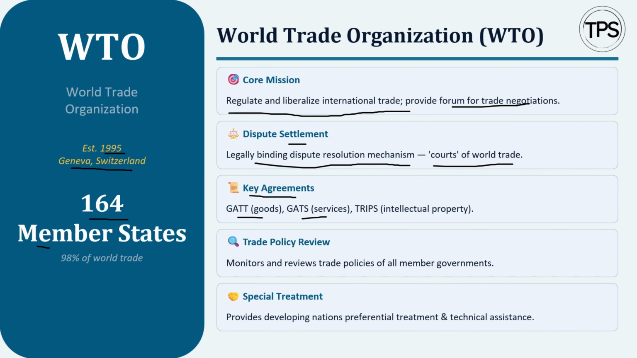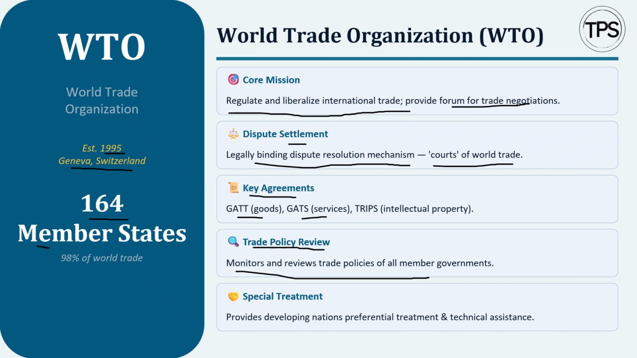Okay, these are the three categories, and these are the key agreements. Another is trade policy review: monitor and review trade policies of all member governments. It reviews the trade policies of all member governments and monitors what they are doing.